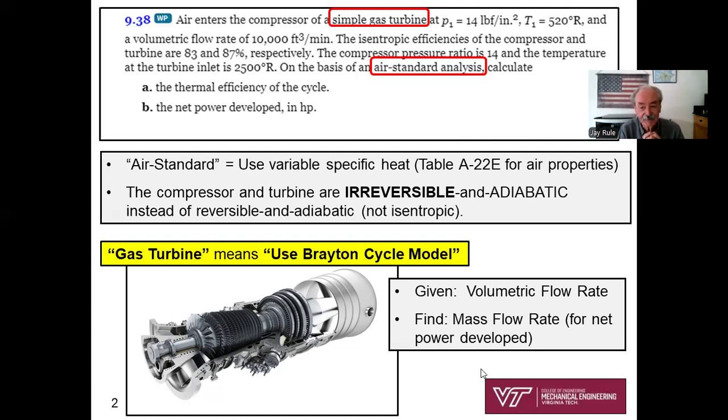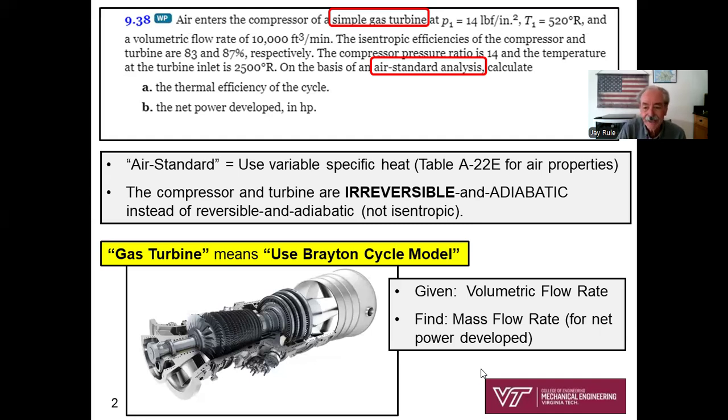But also there's plenty of examples of simple gas turbines that are used to propel aircraft through the sky, and also some gas turbines used to propel ships through the water. And so when you see the word gas turbine, you should be thinking Brayton cycle model that's well covered in Chapter 9. It's a really important material.